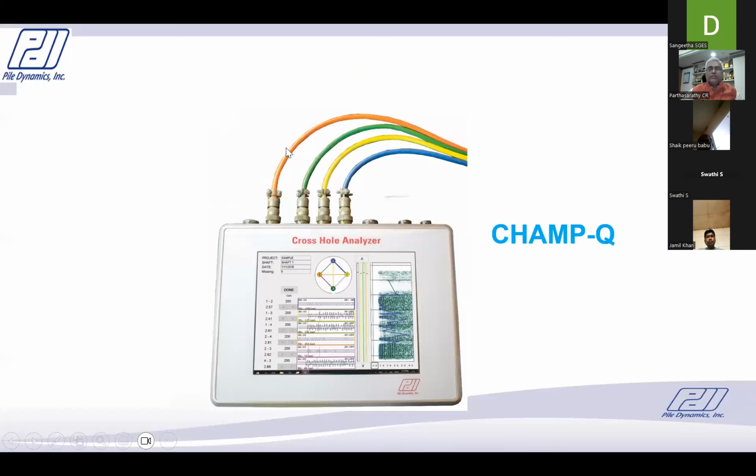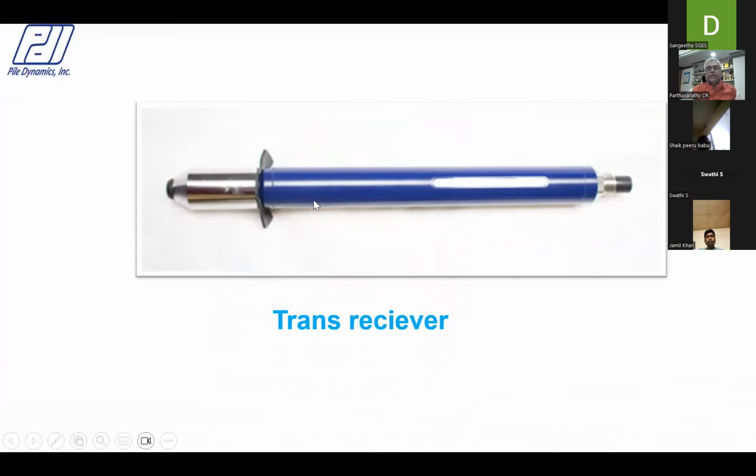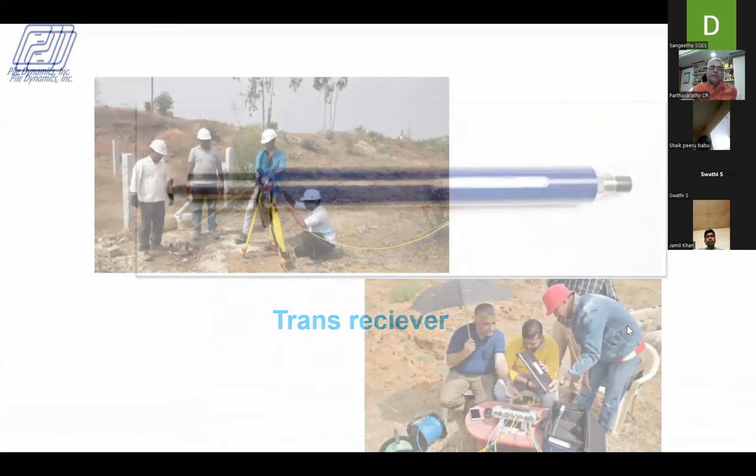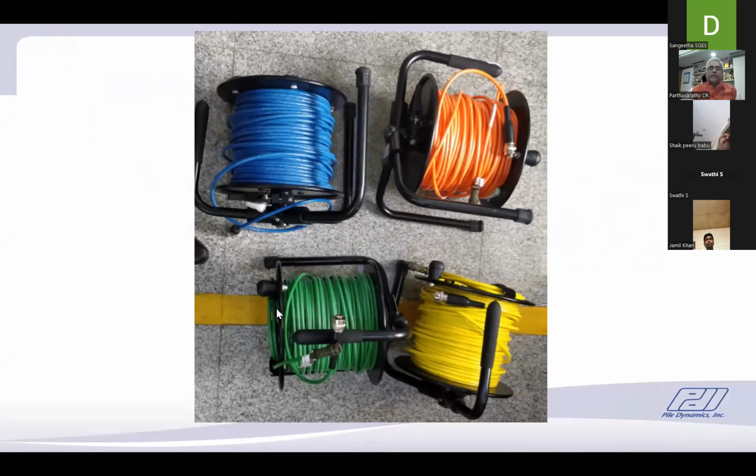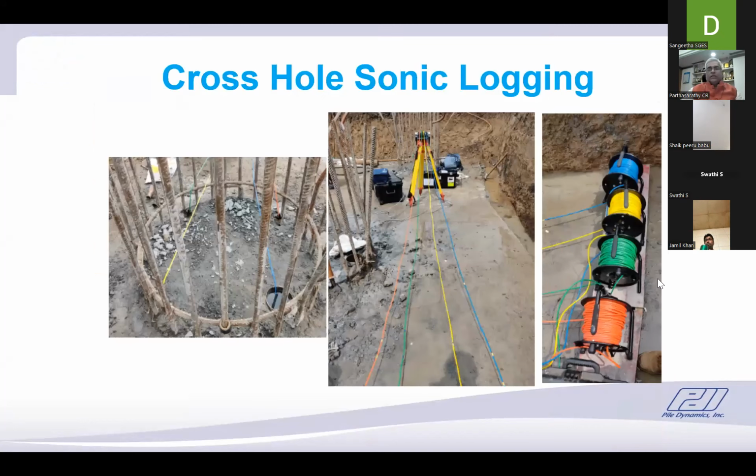This is the ChampQ latest model, which has these color codes, and also these are the transceivers. Okay. So we also commissioned this in some of our projects to find the integrity. So these are the transceivers which are color coded with the cables as well. And now the test setup to conduct this cross-hole sonic logging test with the access tubes embedded in the pile.